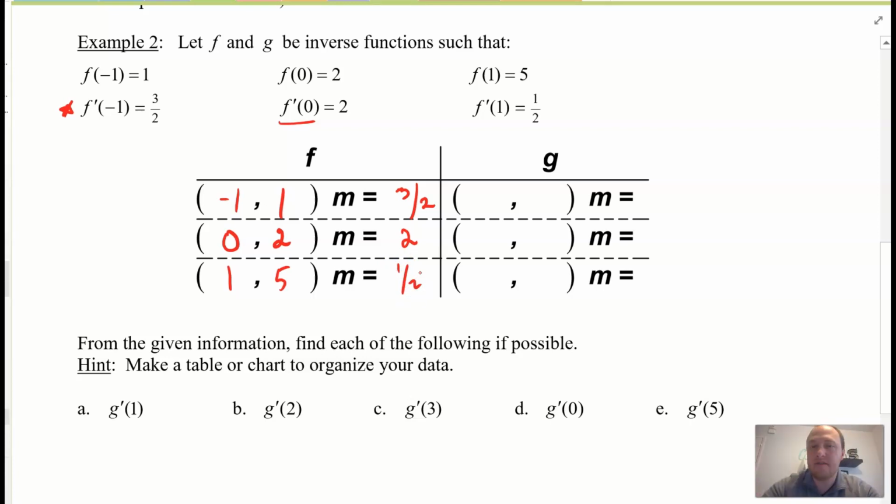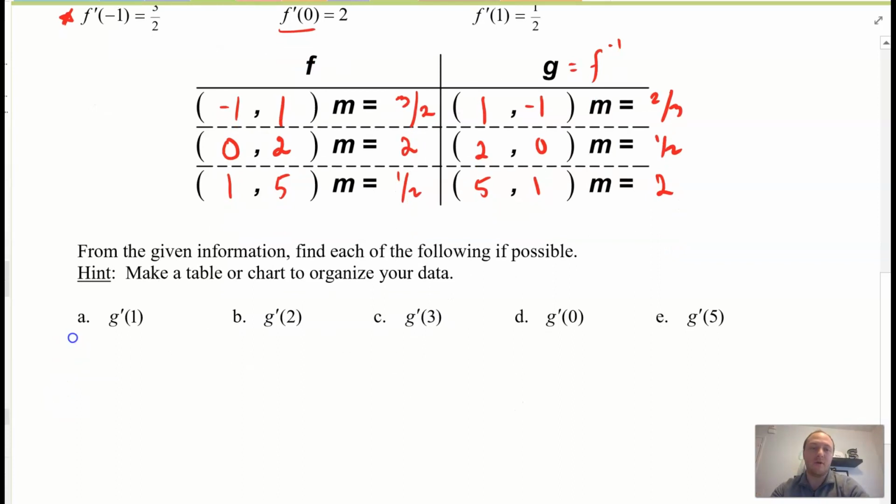If f and g are inverses, right, if g is equal to f inverse, then all of these ordered pairs are going to switch. That g of 1 will be -1, g of 2 will be 0, and g of 5 will be 1. Okay, and what happens with the slope? Well, they are reciprocals. So the slope at g of 1 is going to be 2/3, the slope at g of 2 is going to be 1/2, and the slope at g of 5 will be 2.